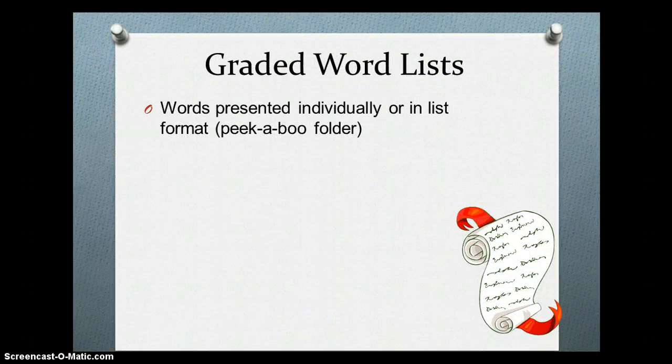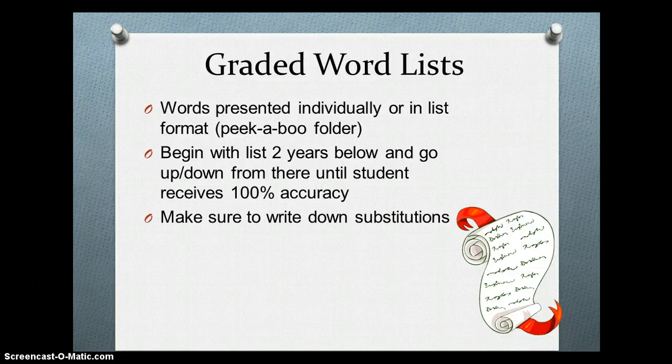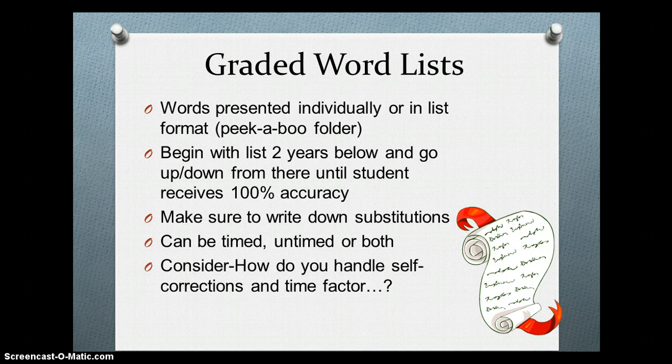All right, so with those graded word lists, you want to present the words individually or in the list format. You could use some sort of peekaboo folder to just orient them to one word at a time, or just show the whole list and have them point word by word. Again, begin with the list 2 years below and go up and down from there. You should have done that last week. It's always very helpful to write down the substitutions of what the student does say, so you can use that to analyze and plan from. It can be timed, untimed, or both.